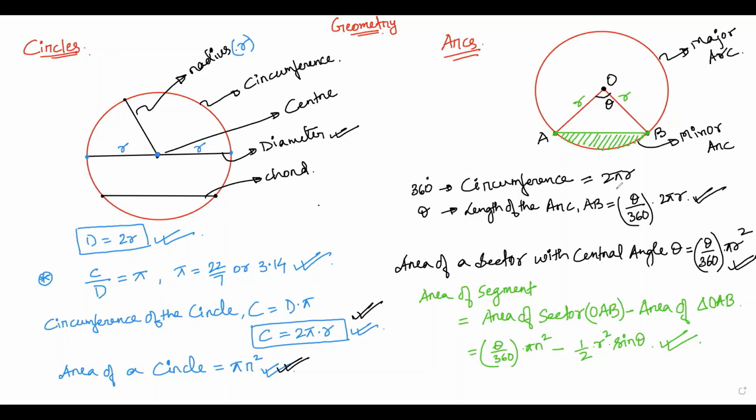So the length of an arc with central angle theta is given by theta upon 360 into 2 pi r. The area of a sector with central angle theta is given by theta upon 360 into pi r square, and the area of a segment between an arc and a chord is given by theta upon 360 into pi r square minus half into r square into sine theta.